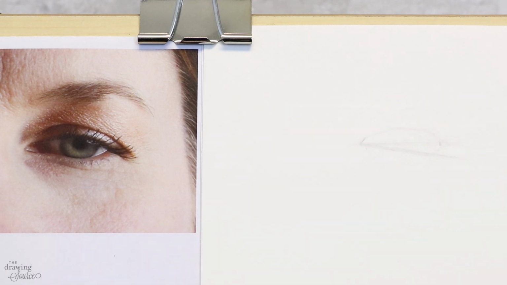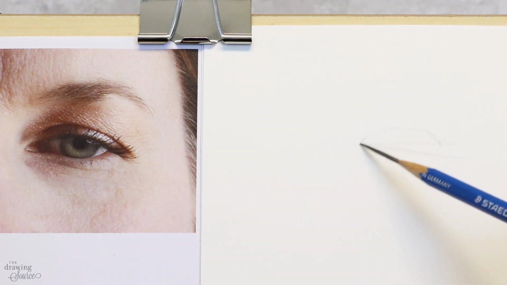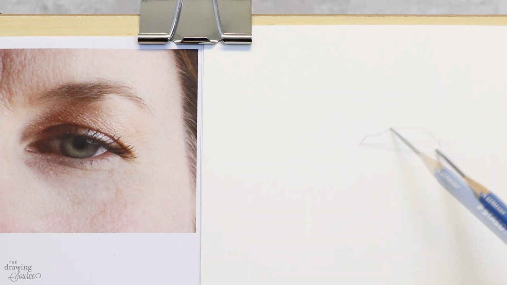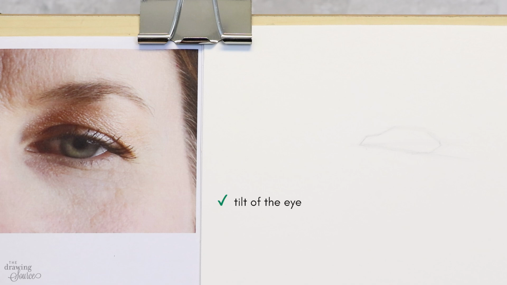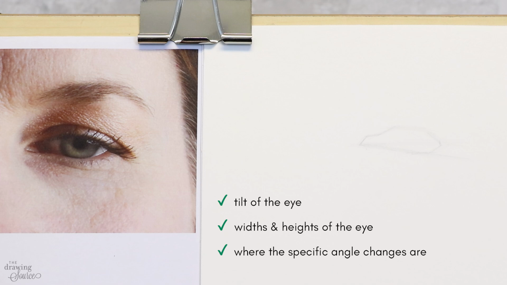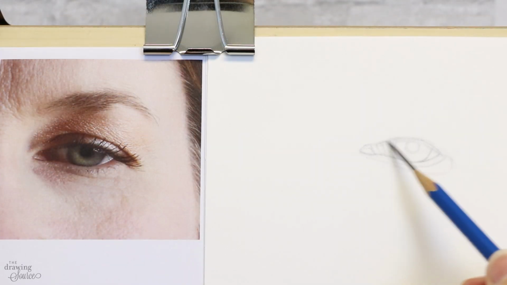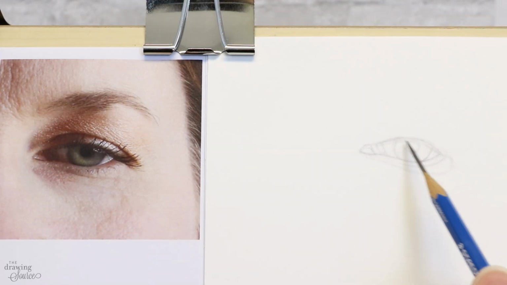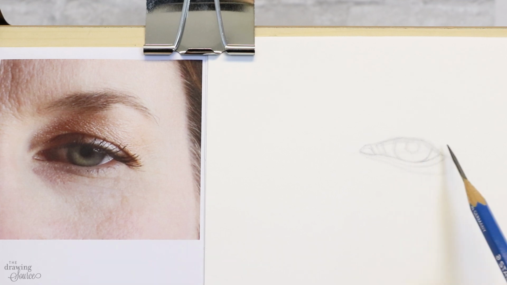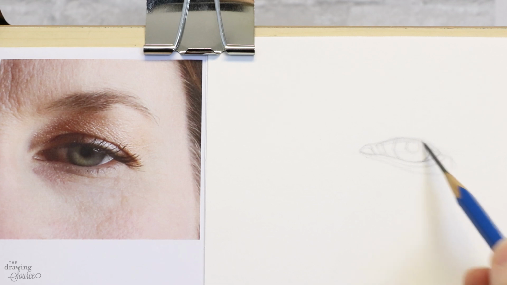I started with a shape that looks like this. And then I made it more specific by subdividing it into smaller angle changes. This is an excellent starting point because we've identified the tilt of the eye, the widths and heights of the eye, and where the specific angle changes are. This is already not a generic almond shape or goldfish shape. Step 4 is to find and draw the even more subtle angle changes in this shape, and to finally start curving some lines. But I don't do that until much later in the drawing process, once I've added more information to my drawing.